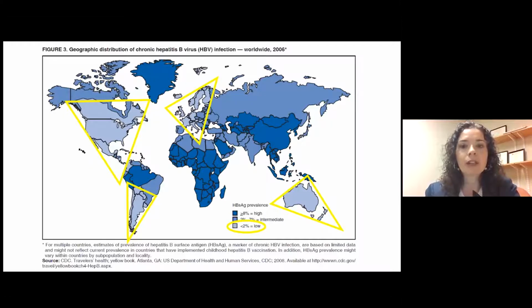Basically, everywhere else is considered high or intermediate, with high being the dark blue and intermediate being the medium blue shades. So again, talking to your patients and figuring out where they would be traveling, where they're born, or where their parents are born is important in considering who to screen.